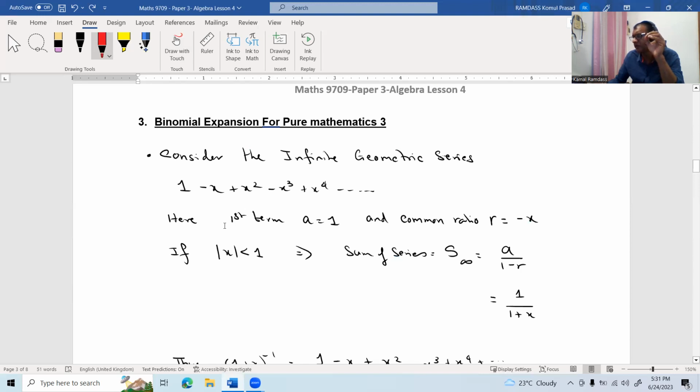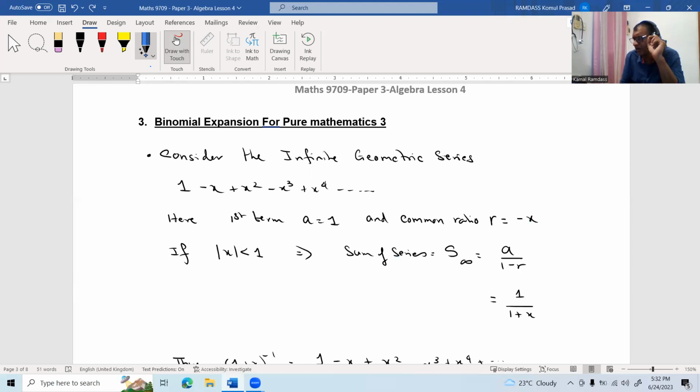Here, the first term, parce que c'est une geometric series, nous besoin une first term, nous besoin une common ratio. First term is equal to 1, common ratio is equal to minus x. Et à chaque coup, on multiplie by minus x, je gagne the next term. 1 times minus x, je gagne minus x times minus x, je gagne x square times minus x, je gagne x cube, minus x cube times minus x, je gagne x4.